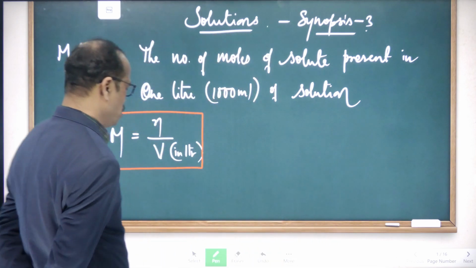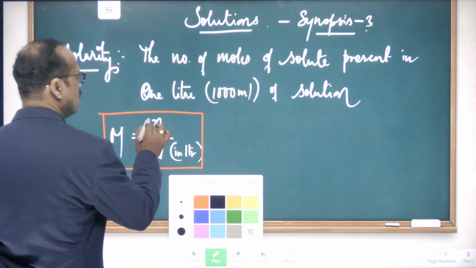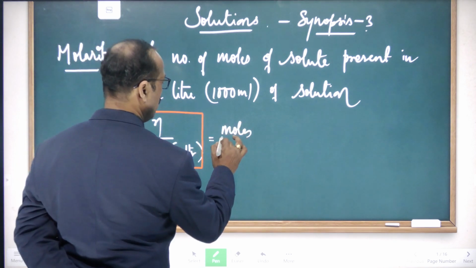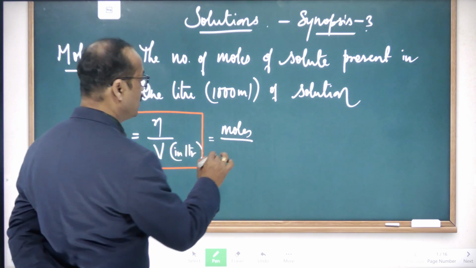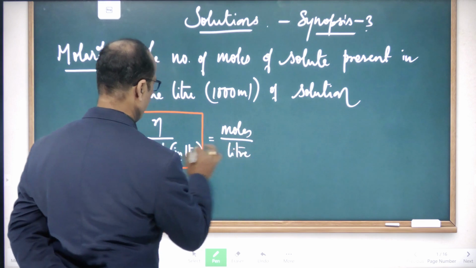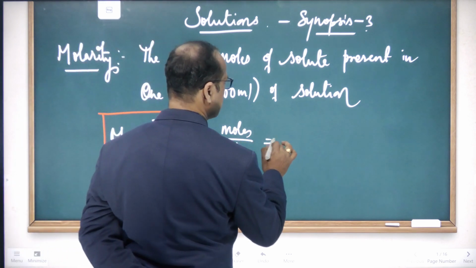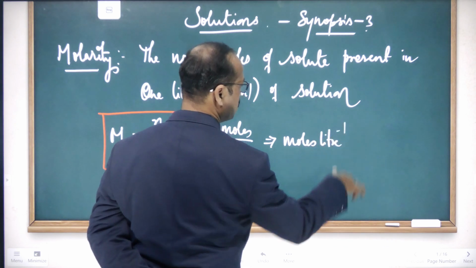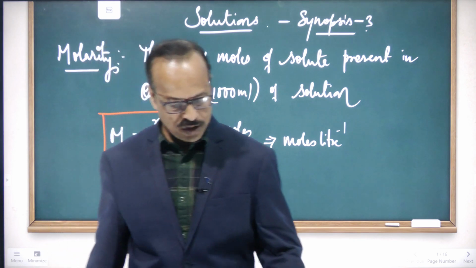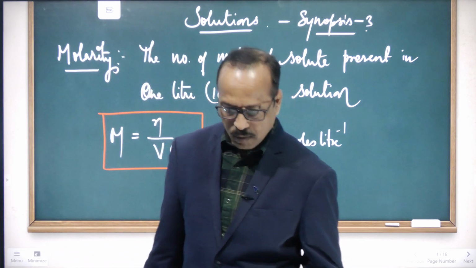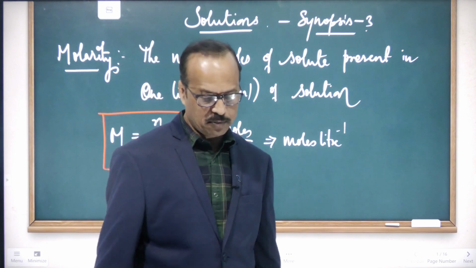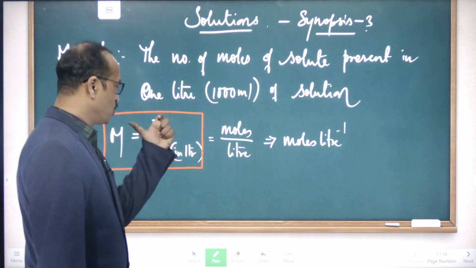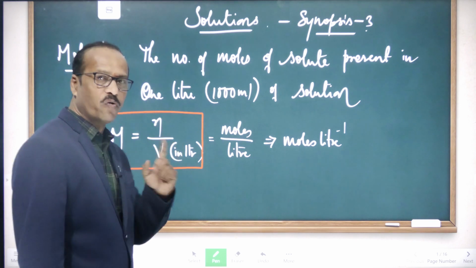Right? Now what are its units? So n is the number of moles, by volume, which is in liters. So the unit is moles per liter. This is the unit of molarity. Is this clear to you? So molarity is expressed in terms of moles per liter. Molarity is equal to the number of moles of the solute by the volume of the solution.